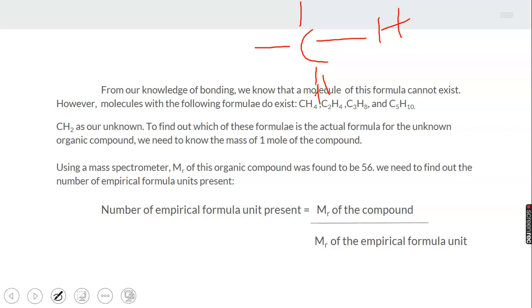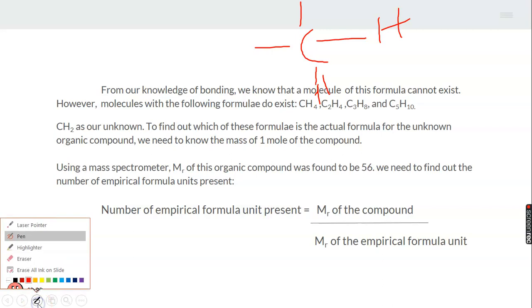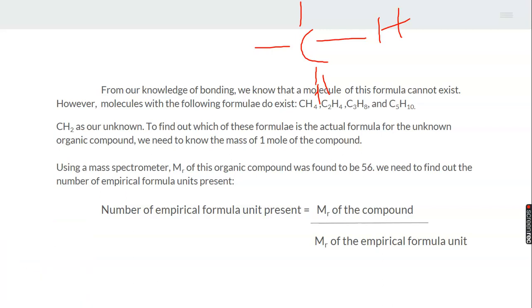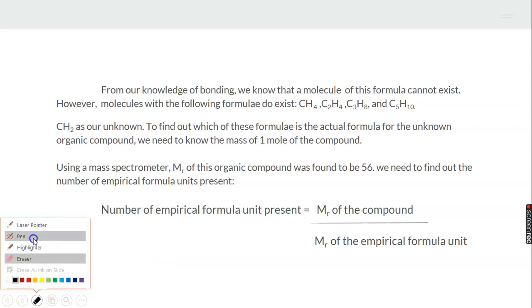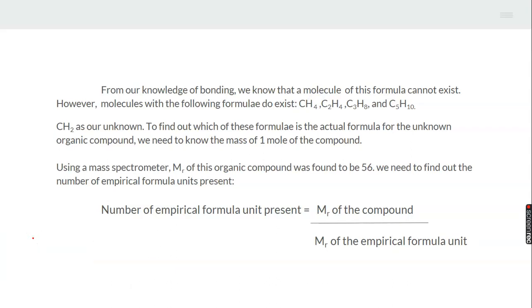So for you to get the actual formula, we have to do some things there. So for you to get the actual formula, which is not the empirical formula, you have to do some little calculation also. From our knowledge of bonding, we know that a molecule of this formula cannot exist.